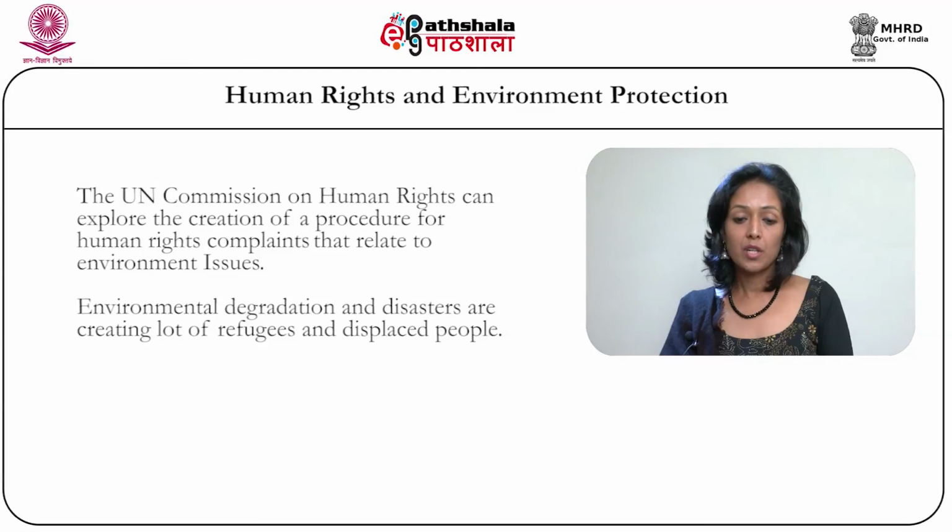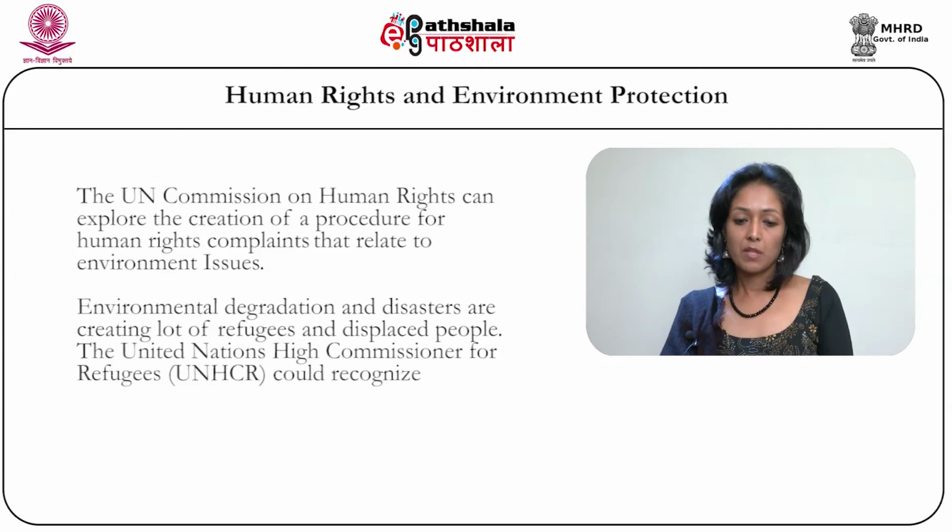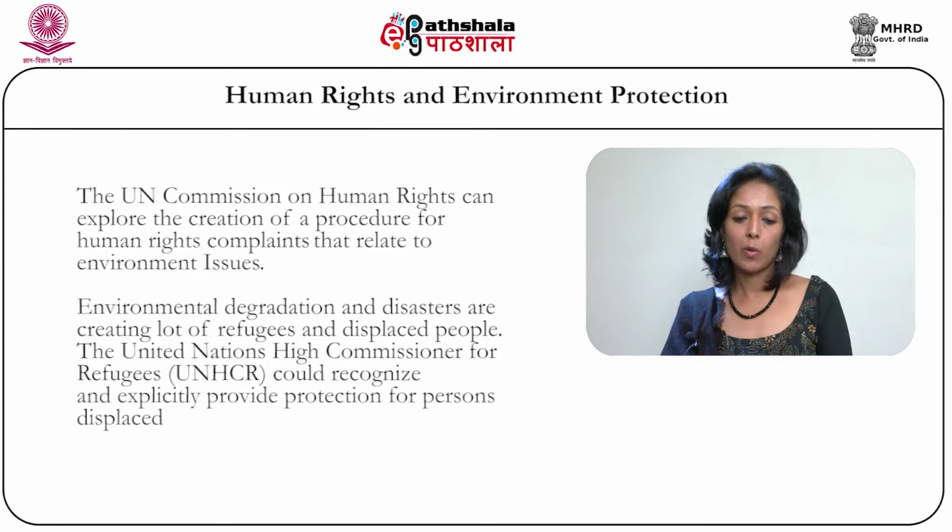If you look at the present Refugee Convention, it adopts a restrictive definition and consequently limits the definition of refugees. Article 1A requires, first, a well-founded fear of being persecuted, and second, that the reason for persecution should be limited to race, religion, nationality and so on. There is no obvious reference to the environment. The United Nations High Commissioner for Refugees could recognize and explicitly provide protection for persons displaced as a result of environmental destruction. In fact, the UN Refugee Agency has already recognized the increasing number of people displaced by environmental change.